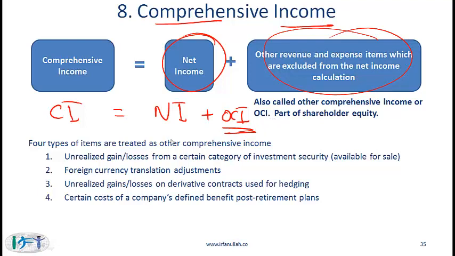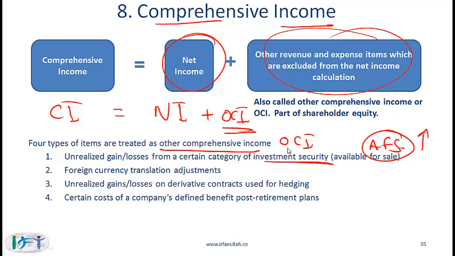But at this stage, you simply need to memorize a few core points, and over the next few slides, these points will make more sense, and when you do the reading on balance sheet, it will make even more sense. There are 4 types of items that are treated as other comprehensive income. Unrealized gains and losses from a certain category of investment security called AFS are treated as other comprehensive income. This means that if the value of an AFS security goes up, that is a gain, but this gain is not shown in the income statement.